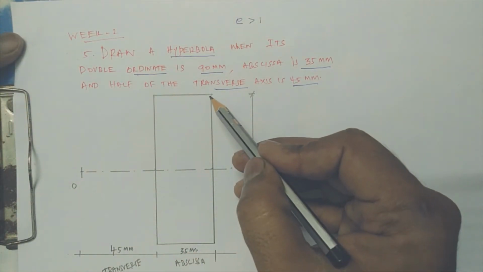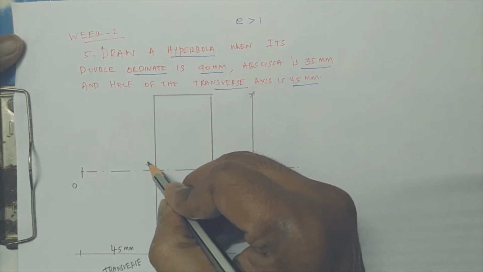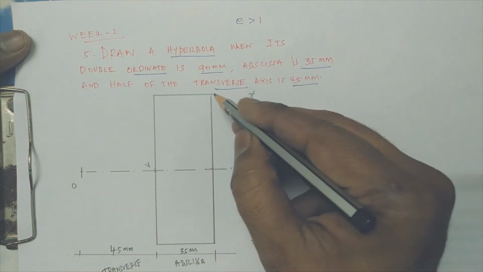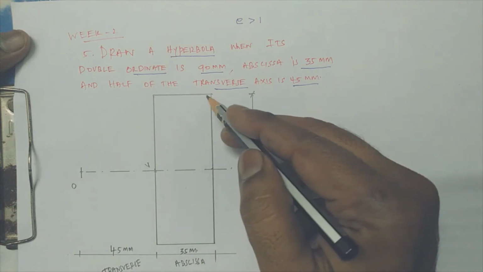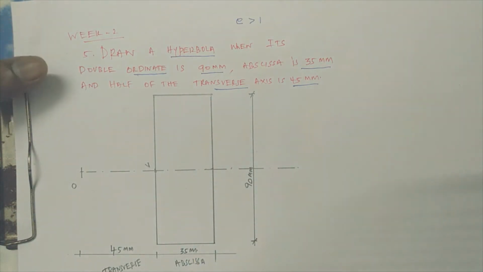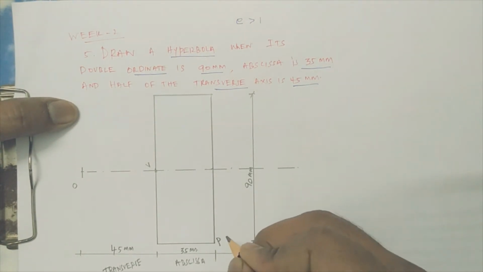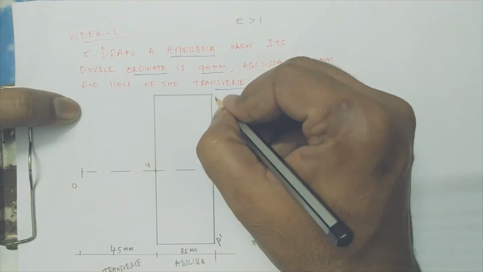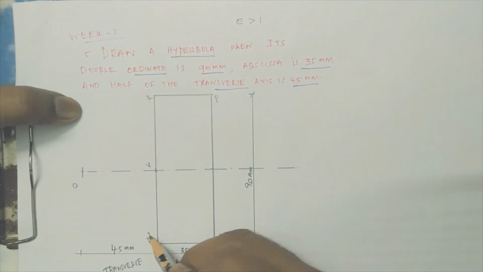From this point to this point is considered the vertex of the hyperbola. From here to here, a smooth curve will connect for the hyperbola, tracing its path. Let us name these points P and P dash, and similarly R and R dash.